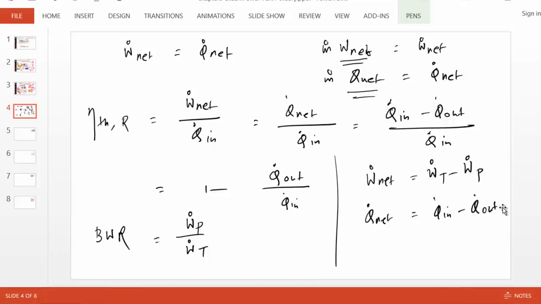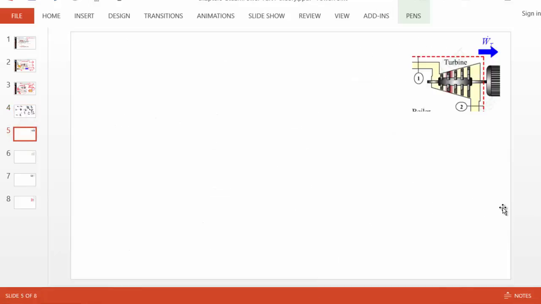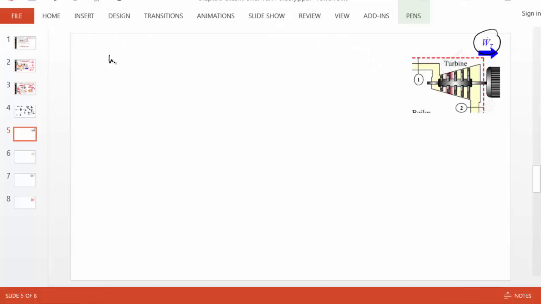Okay, let's now analyze individual devices in the cycle, many of which are familiar to you already. So the turbine work, W dot T, without using the energy equation, you can directly write. We know how much energy is entering here, m dot H1, how much energy is coming out here, and the difference between the two must be W dot T.